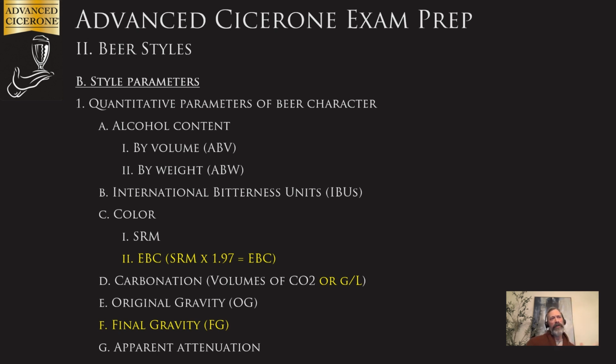They also mention in carbonation the volumes of CO2, but the grams per liter is also in there, and reference to final gravity. Not knowing it for every style, but knowing a bit more about what that means. So anything that's not yellow is apples to apples, identical to the Level 2 syllabus. Anything in yellow is something new. And let's continue down the rabbit hole.